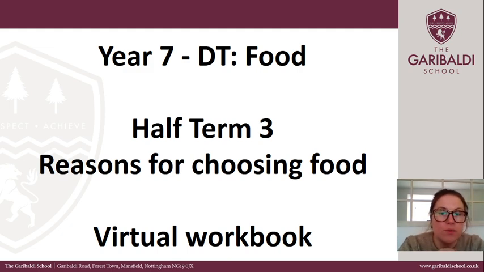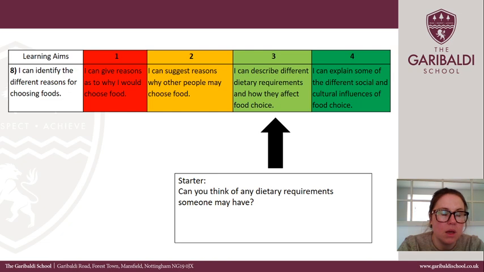We're carrying on with the reasons for choosing food today, specifically looking at special dietary requirements. So going back to the learning aim, if I can identify the different reasons for choosing food, we're up to stage 3 of that, and I can describe different dietary requirements and how they affect food choice. Either on paper or you can do it via this virtual workbook that we're looking at now.